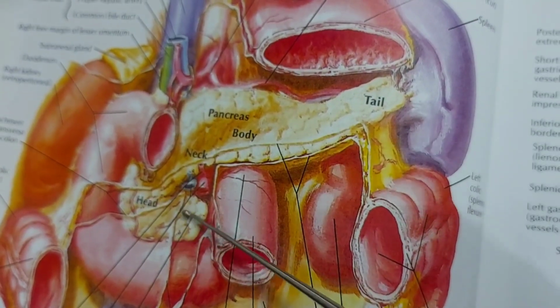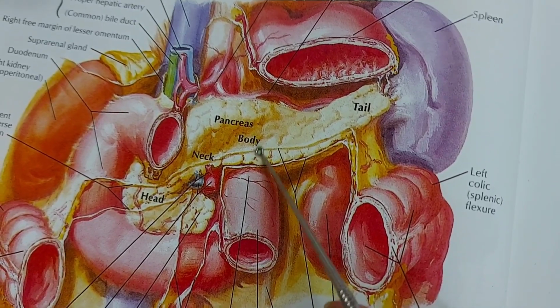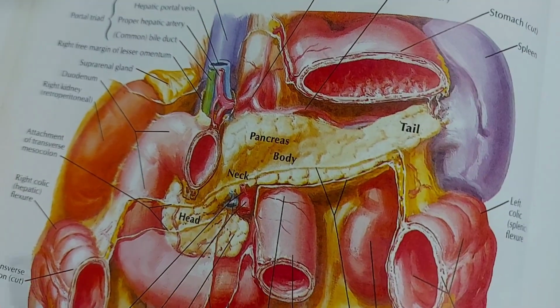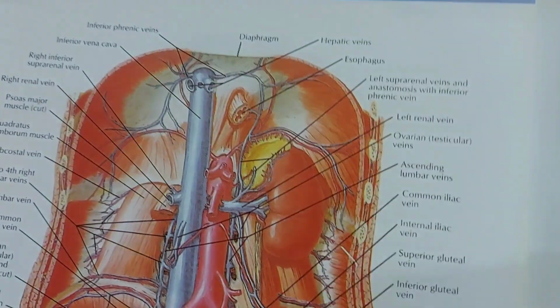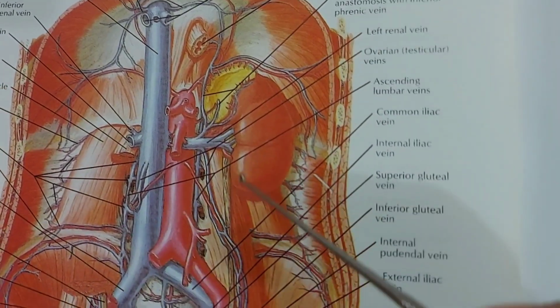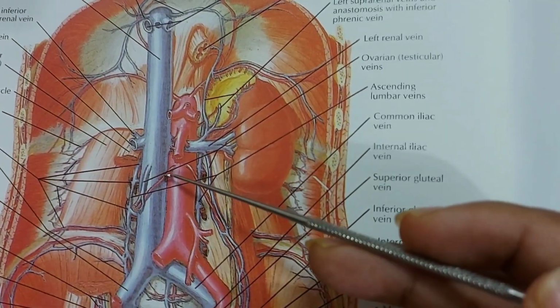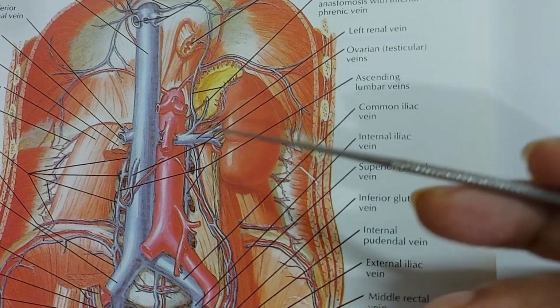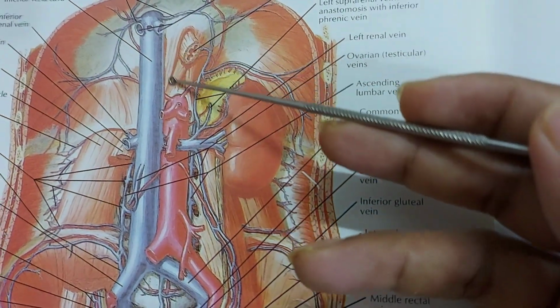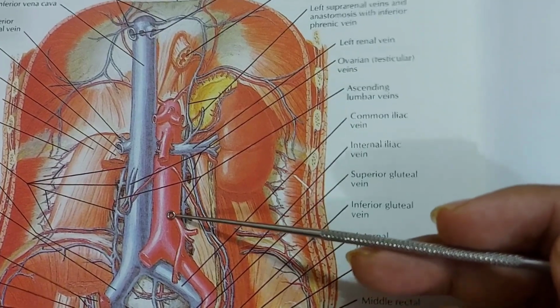Here is the pancreas. As the pancreas is a retroperitoneal organ, we have to see what is behind the peritoneum. This is the posterior abdominal wall. These structures lie behind the peritoneum. This is the inferior vena cava, and this is the abdominal aorta.